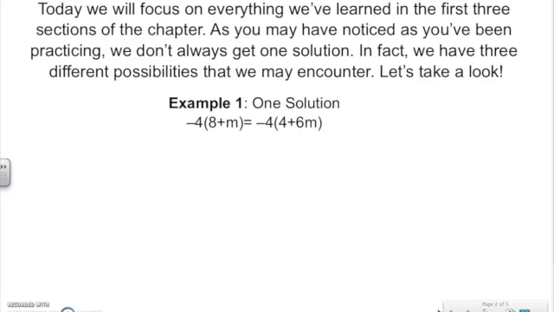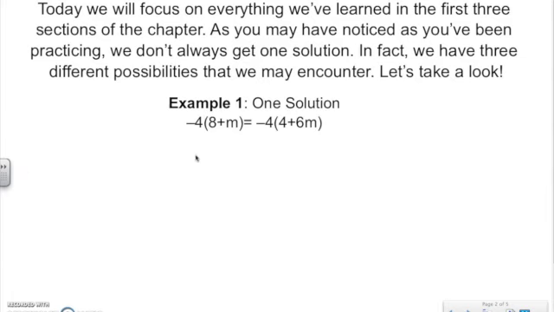As you might have noticed, as you've been practicing, we don't always get one solution. You might have seen in the answer key sometimes no solution or infinitely many solutions. So we actually have three different possibilities that we may encounter, and we're going to take a look at each of those three today and summarize examples of when you will see each case. The first kind is the most common, and that is one solution.